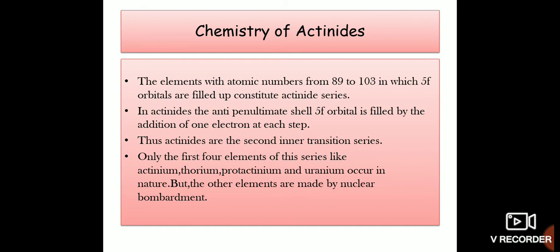In actinides, the anti-penultimate shell 5f orbital is filled, and thus actinides are called the second inner transition series. Only the first four elements of this series, that is actinium, thorium, protactinium, uranium, occur in nature. The other elements are made artificially with nuclear bombardment. So only actinium, thorium, protactinium and uranium occur naturally, and the others are man-made artificial elements of the actinide series.